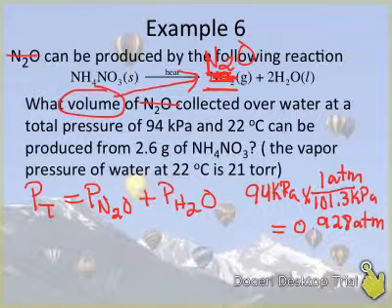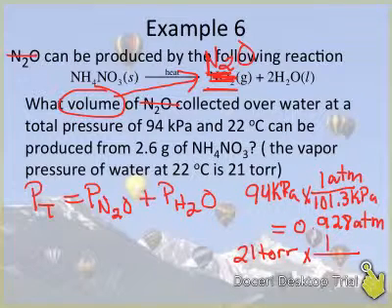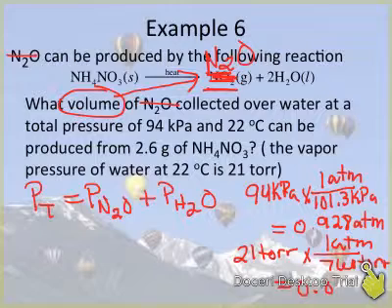But I also don't like torrs, right? So 21 torrs times 1 atmosphere over 760 torrs. And you're not going to be able to see my answer in just a second. But that is going to give me 0.0276 ATMs. So now we're all in ATMs. That way we can use our PV equals nRT in a second. No problems, right? So now we just have to plug in.